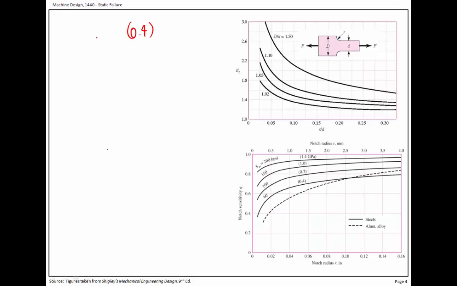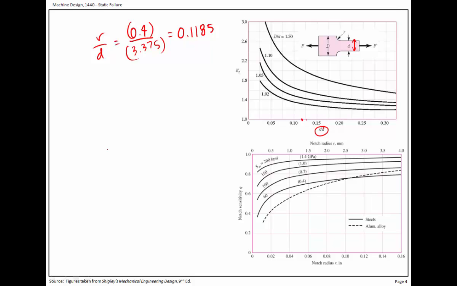Okay, so the r over d that we're going to need to find for our stress concentration factor is going to be 0.4 divided by this width right here, which is given as 3.375. And so we're going to get 0.1185. This would be 0.125, so somewhere in the vicinity of right here, perhaps.